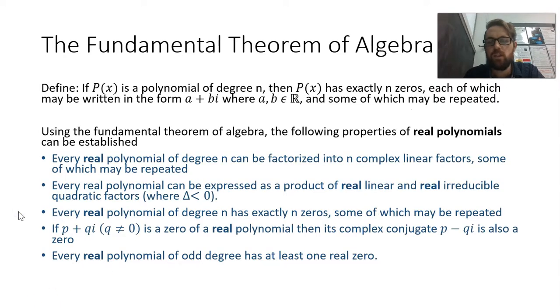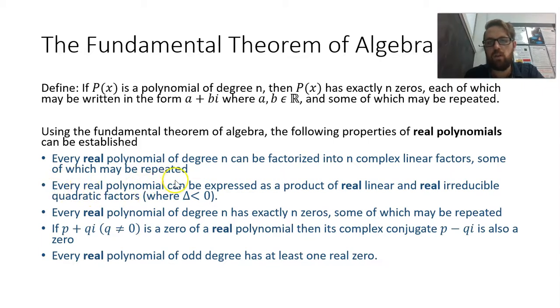All right, so using the fundamental theorem of algebra, the following properties can be established. Every real polynomial, emphasis on real, of degree n, can be factorized into n complex linear factors, some of which may be repeated. We can always get it down to a linear term, so x minus something.